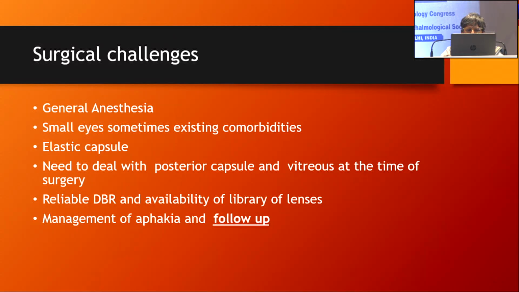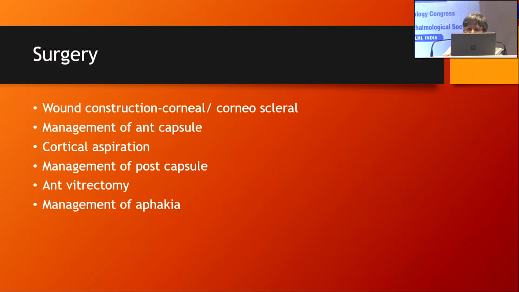So these are the surgical challenges. Sometimes the facility of anesthesia itself is a little dodgy. I'm talking more in terms of our country here. Sometimes small eyes with coexisting morbidities, a very elastic capsule, need to deal with posterior capsule and vitreous at the time of surgery, which means you should have a really good vitrectomy machine, reliable biometry, and availability of a library of lenses, management of aphakia and follow-up. These are not just surgical but post-surgical challenges also.